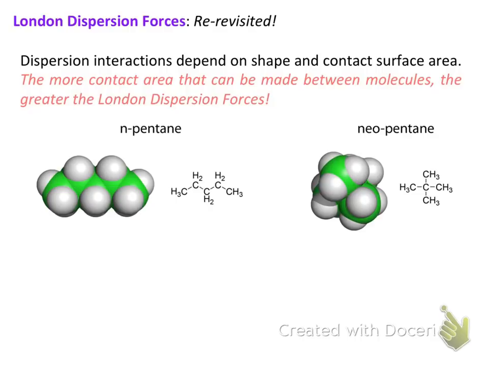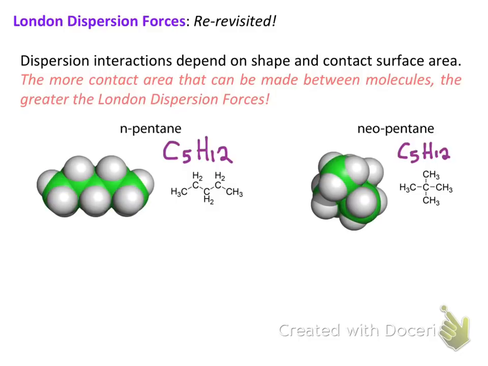To do that, let's consider these two molecules, n-pentane and neopentane. Now, both of these have the same formula of C5H12. They are constitutional isomers of each other. It turns out, though, that these have different physical properties, including the melting point and boiling point.